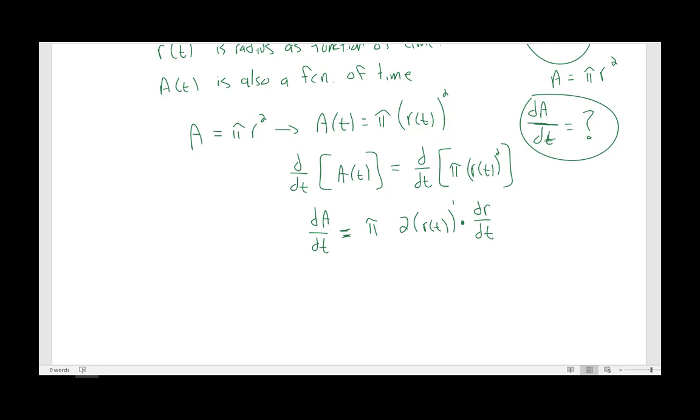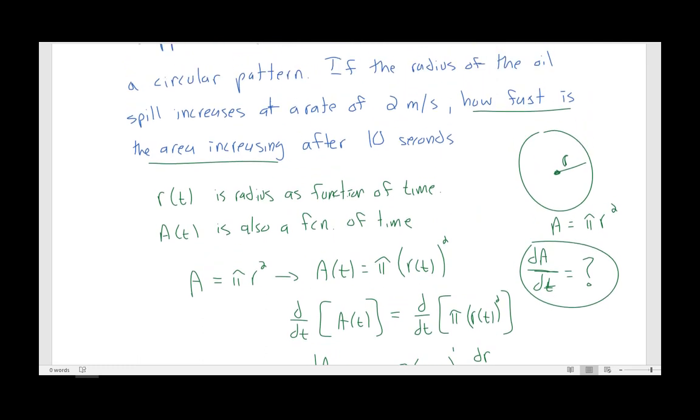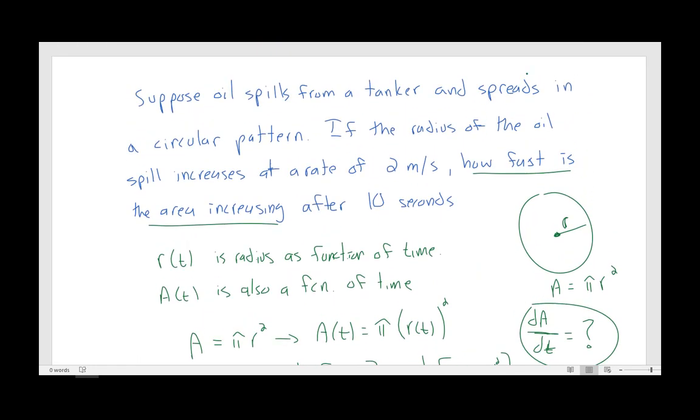Now I was told, if we scroll back up here real quick, that the derivative of radius, the rate of change of radius, is growing. Okay, so let me pick red here.